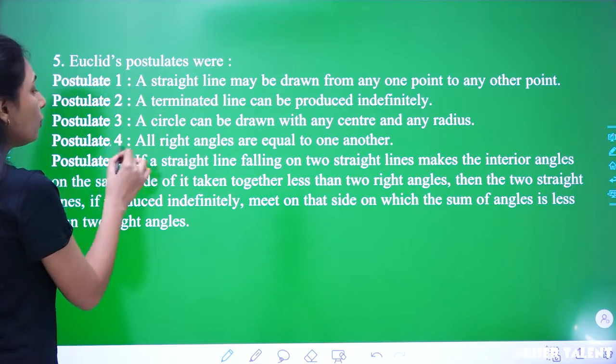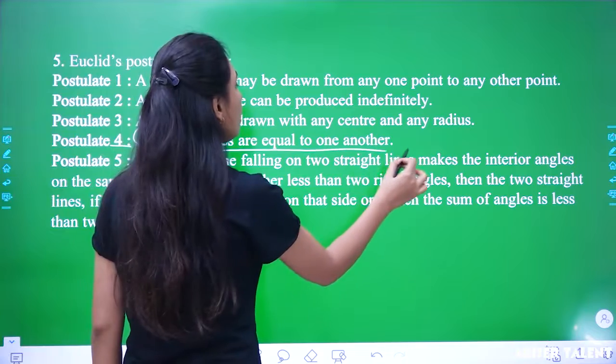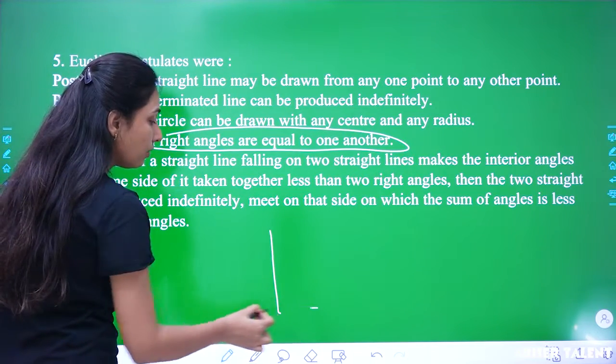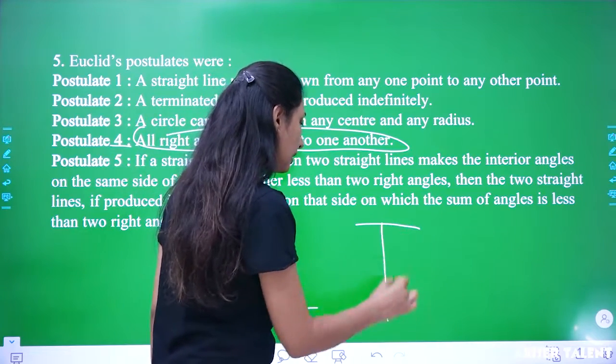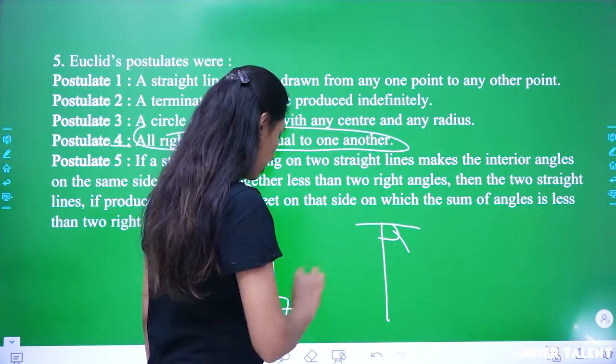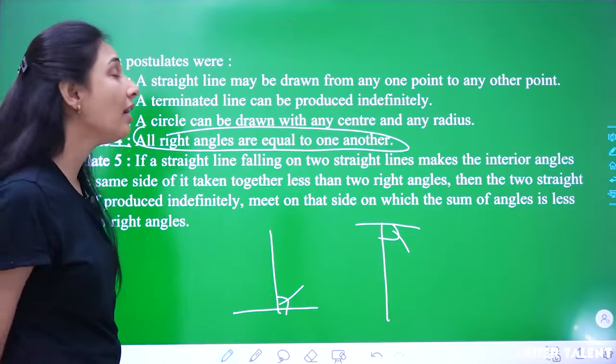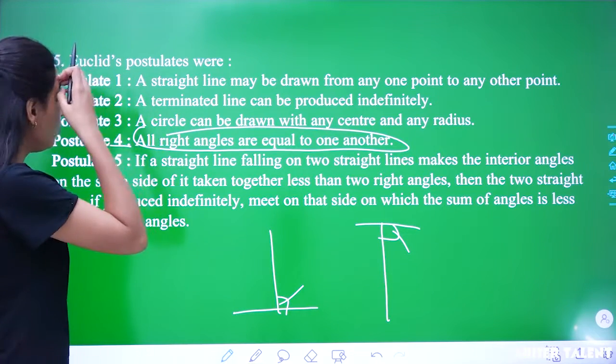Then the fourth one goes: all right angles are equal to one another. Right angles are 90-degree angles, perpendiculars. So if this is 90 degrees and this is 90 degrees, this 90 degrees is going to be equal to this 90 degrees. All right angles are equal to one another.